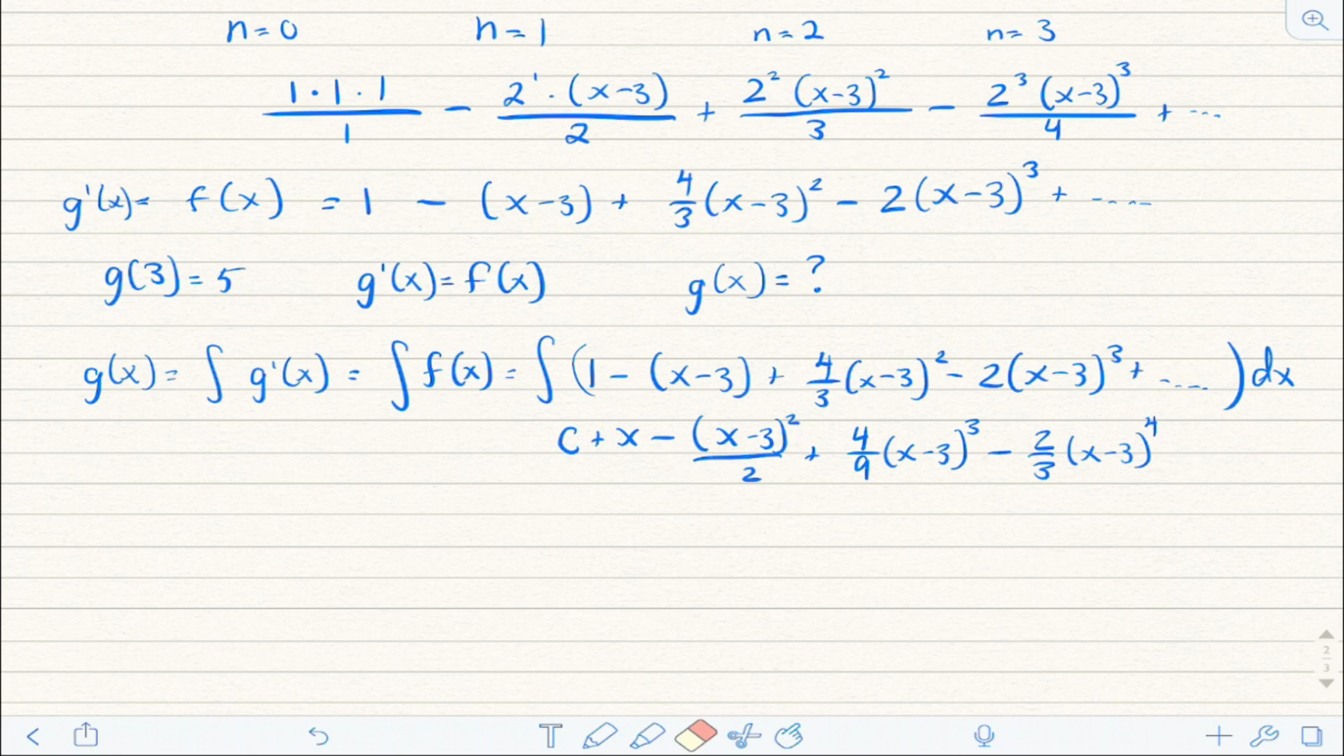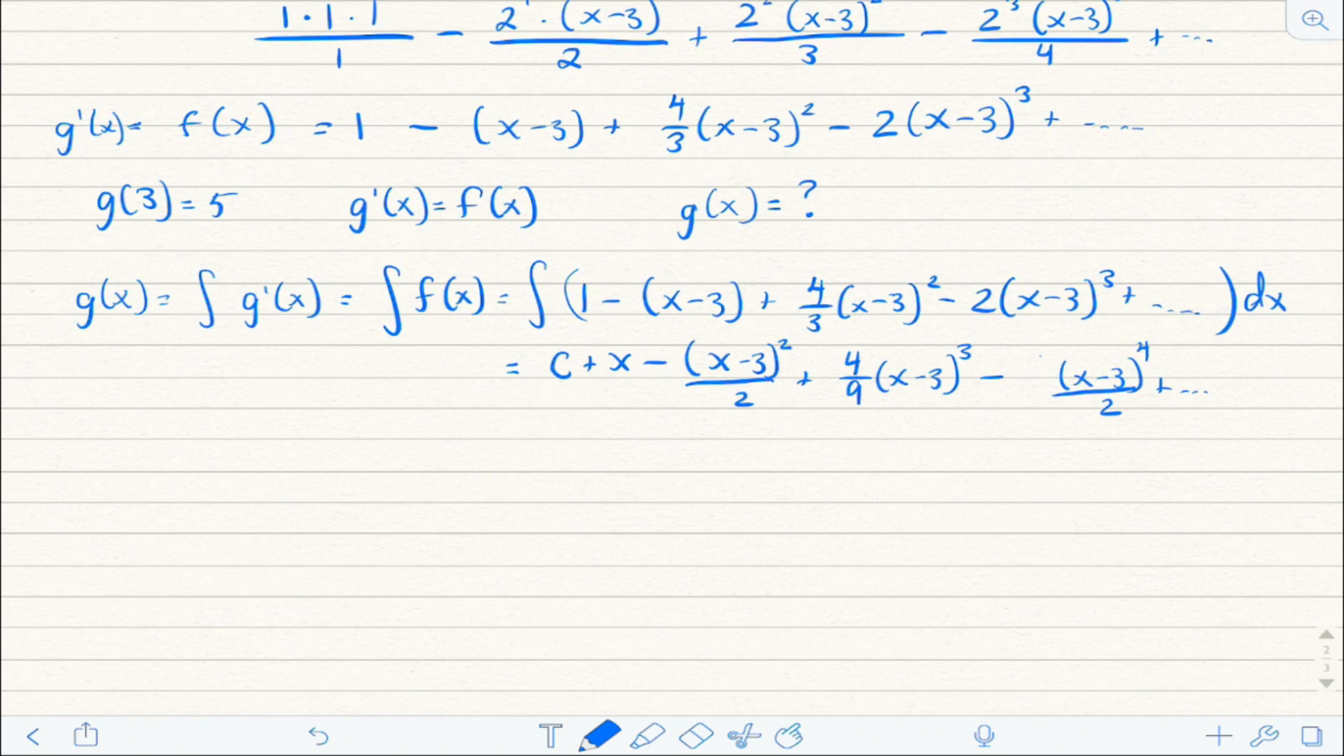Nope, that is not right. Since we're increasing it to the fourth power, we're going to place the 4 in the bottom, so that would be 2 over 4, which would actually be 1/2, so that'd be actually over 2. And then plus dot dot dot, because it keeps going on forever. Okay, so now this is equal to g of x.